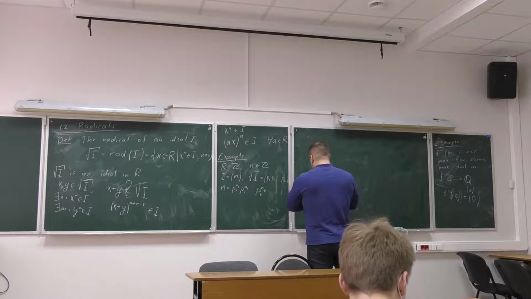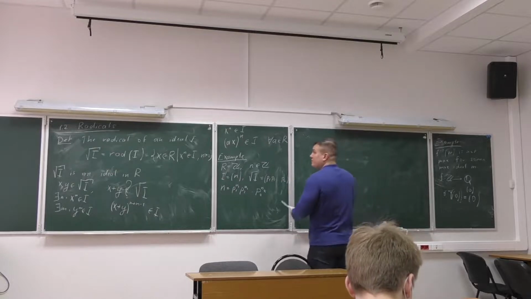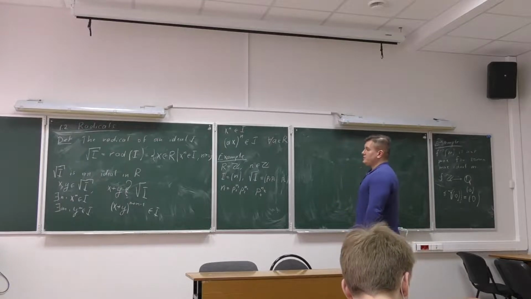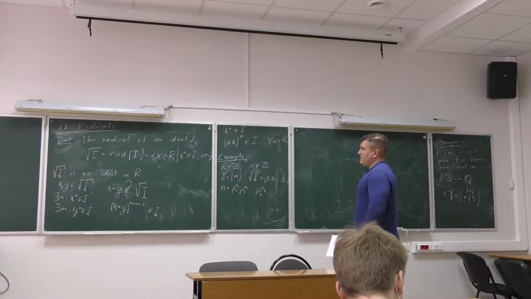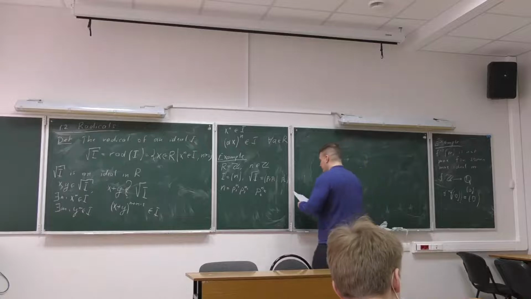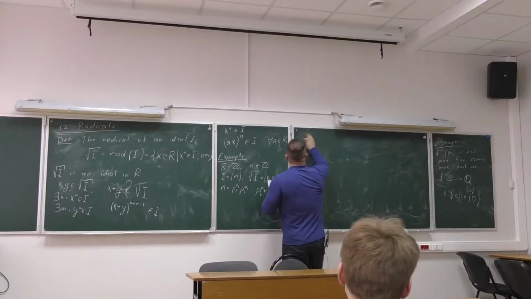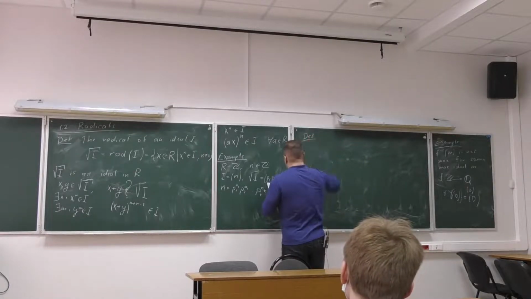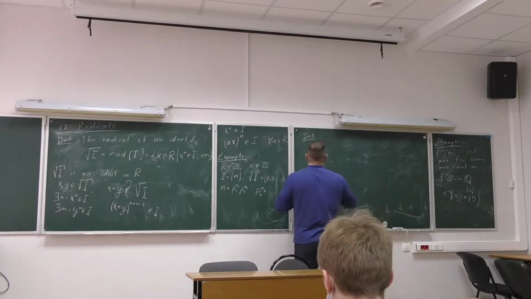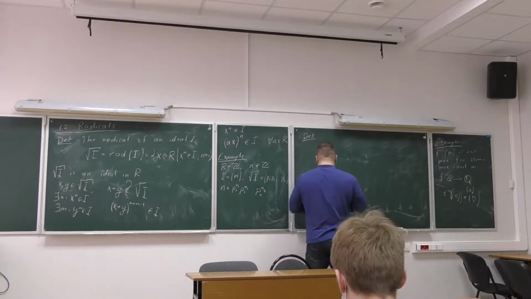Now I want to prove one important theorem about this radical, namely that the radical of an ideal is the intersection of all prime ideals containing this ideal. To do this, I need a definition, which is actually quite important in commutative algebra, but at the moment it will be just a technical definition that we're going to use in the next theorem.